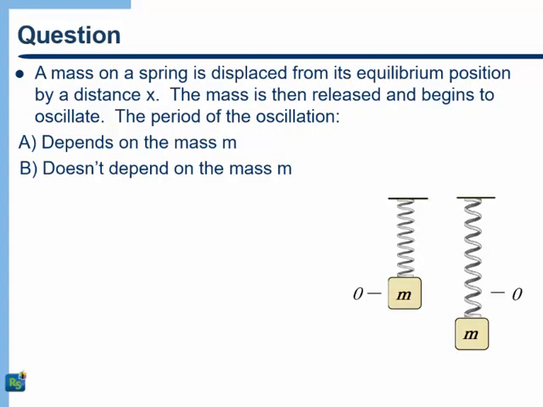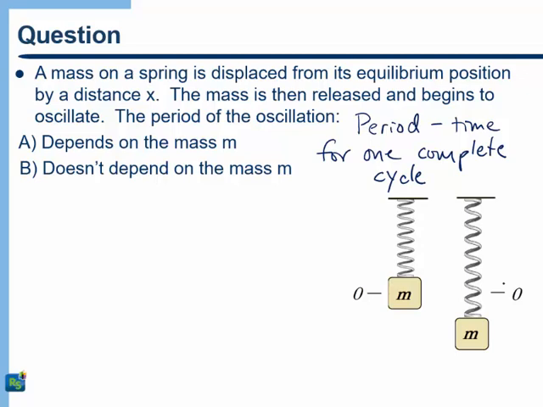I want to start out our study of periodic motion by looking at some questions just to help you think about this topic. A mass on a spring is displaced from its equilibrium position by a distance x. The mass is then released and begins to oscillate. The period of oscillation. So first of all, let's define what we mean by period. Period is simply the time for one complete cycle.